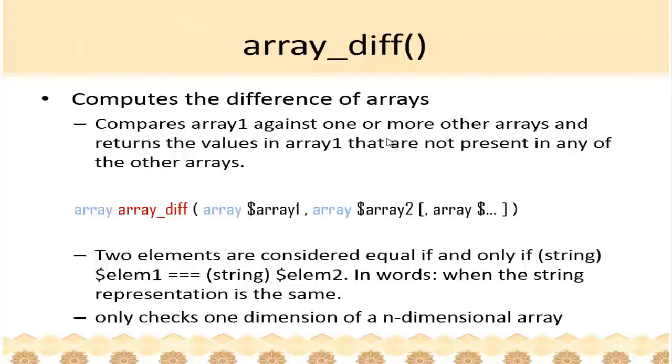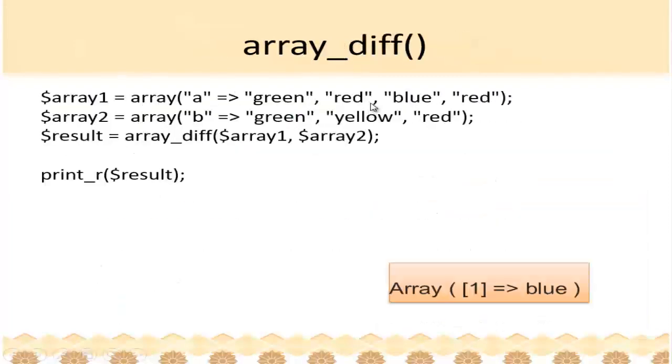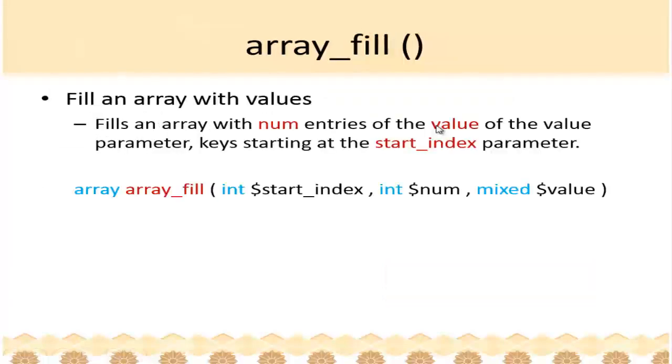So what is the difference? It compares array 1 against one or more other arrays and returns the values in array 1 that are not present in any other arrays. So elements in array 1 which are not there in the other array. In this example, blue is there in array 1 which is not there in the other array. You can compare it with many other arrays and then get the answer.